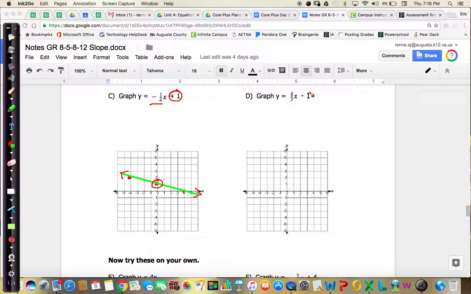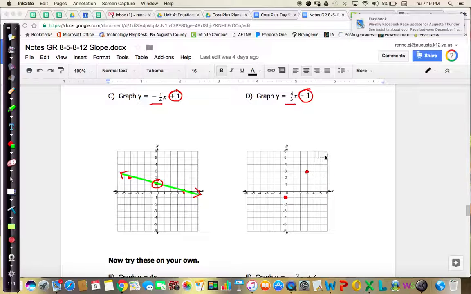Moving right along to example D, I'm going to circle -1. So that means I'm going to start on the y-axis at -1. I'm going to underline my slope of +4/3. Now once again, if I have a positive slope, they can both be positive or they can both be negative. Okay, so we're going to do a rise of +4, 1, 2, 3, 4, over 3, 1, 2, 3.